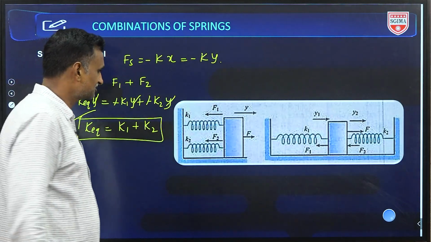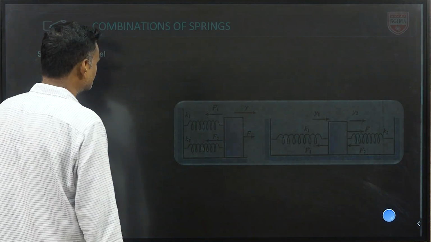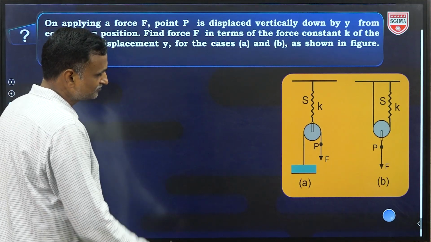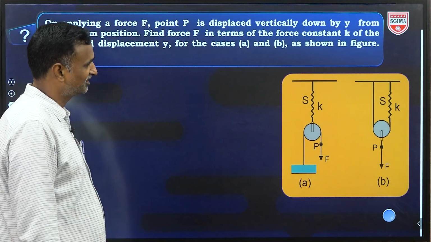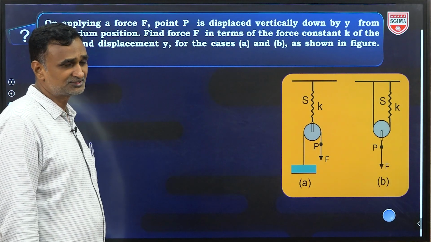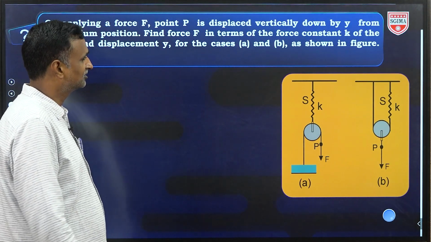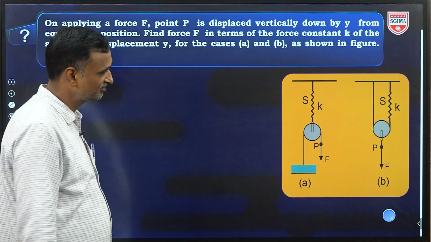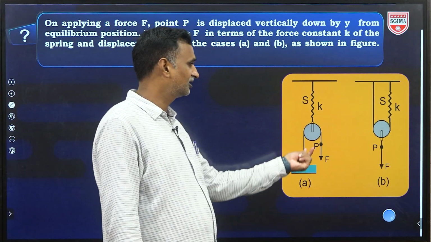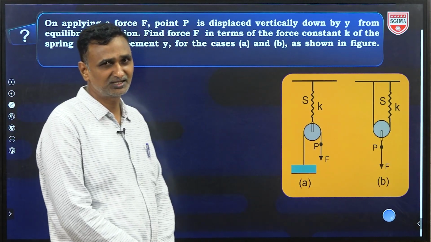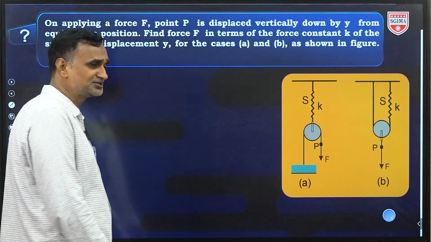Okay, so next we will see some questions. Some numericals we will solve based on this spring concept, right? This is actually not a regular model question. This question is based on constraint relations.